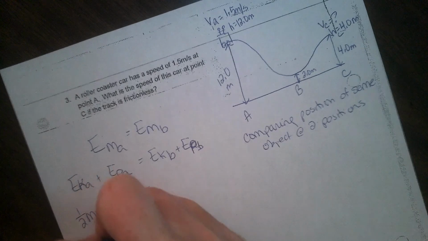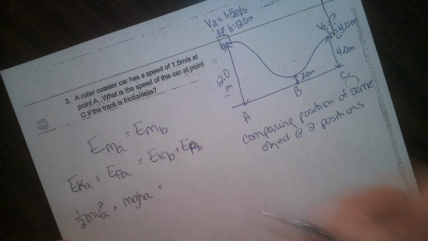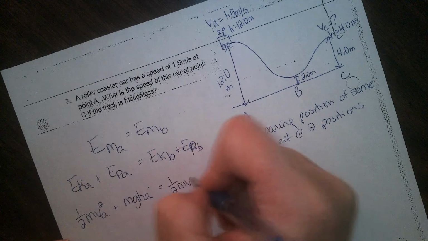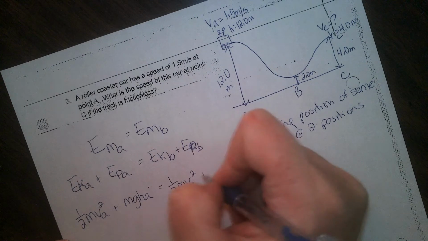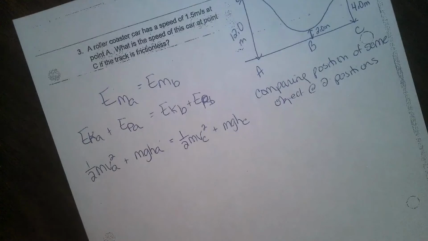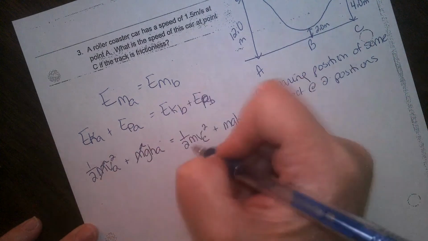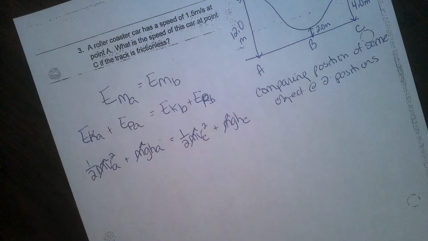So we have 1/2 mv squared A plus mgha is equal to 1/2 mv squared C plus mghc. That's what we have. Now, did these two people jump ship? Or did more people come into this roller coaster car? No, our mass stays the same. Okay, that we all agree on.